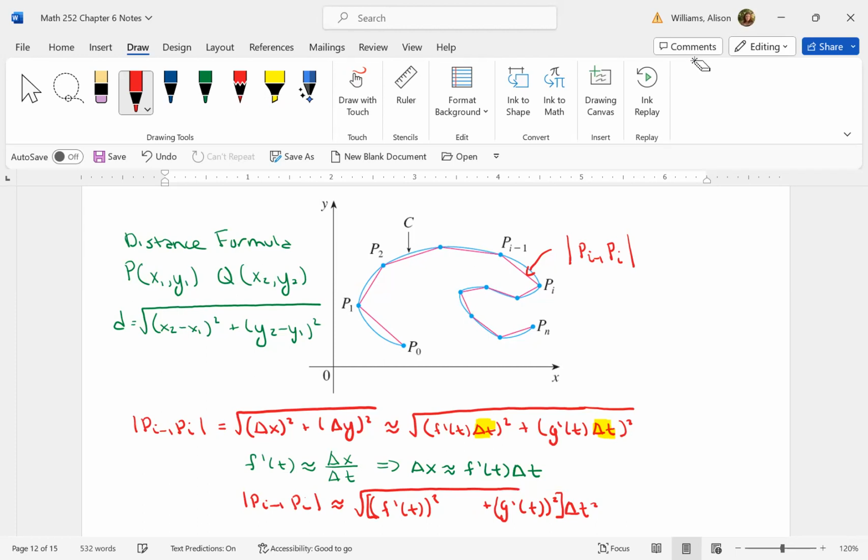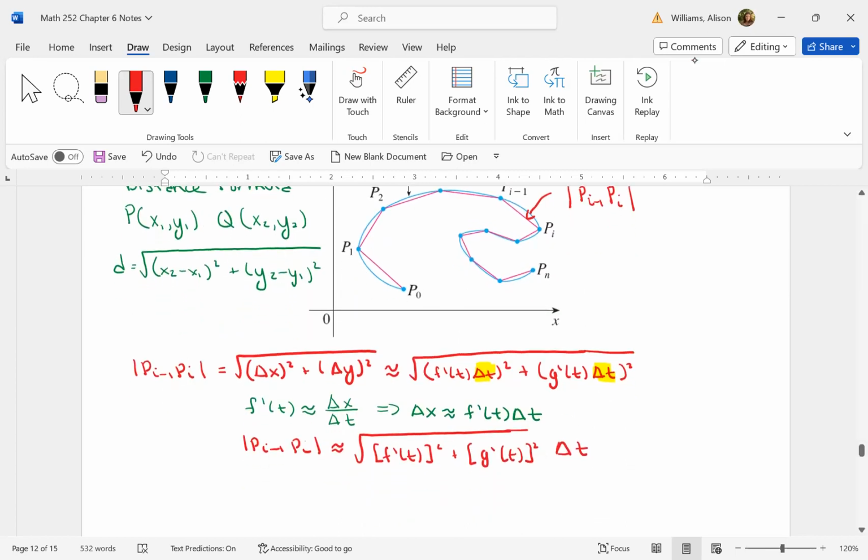Okay, so let me write what it actually equals, simplified, and rather than have a bunch of parentheses, it's the square root of f prime of t squared plus g prime of t squared, times delta t. We're going to take all these line segments and add them up. And when I add them up, the whole purpose of that is so that eventually I can take a limit.